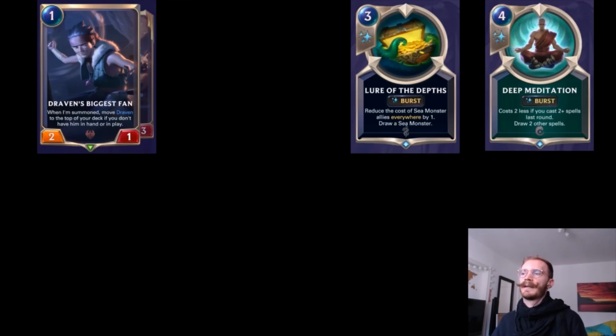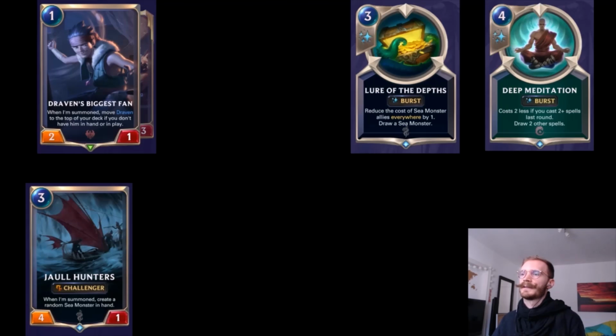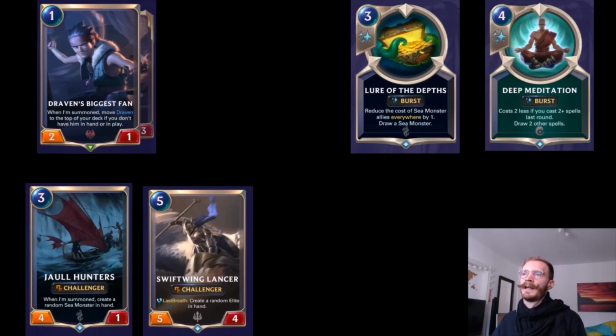Two other good examples would be cards that generate other cards, for example Jawl Hunters or Swiftwing Lancer. All we need to know is the pool of random sea monsters or random elite, and we will know what our opponent is holding. The most important thing here is to keep track of which position the generated card is in the opponent's hand, so we will know when he has played it or not, and if it's a main decked card or not.